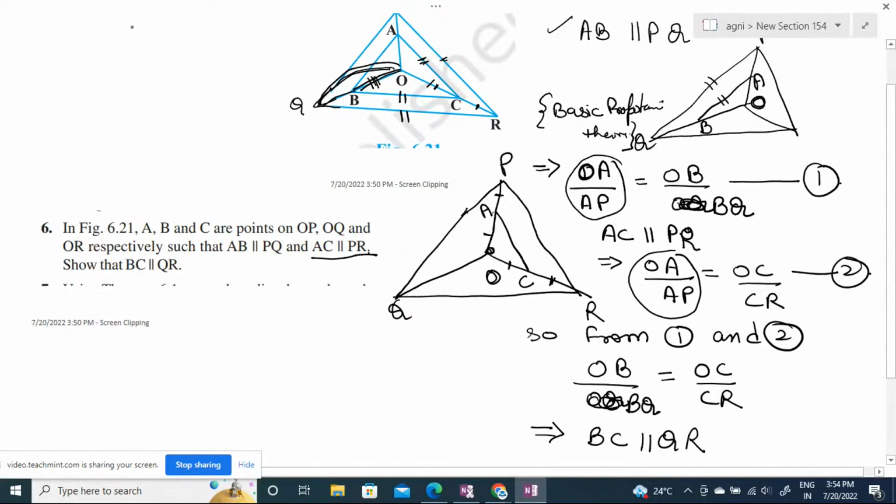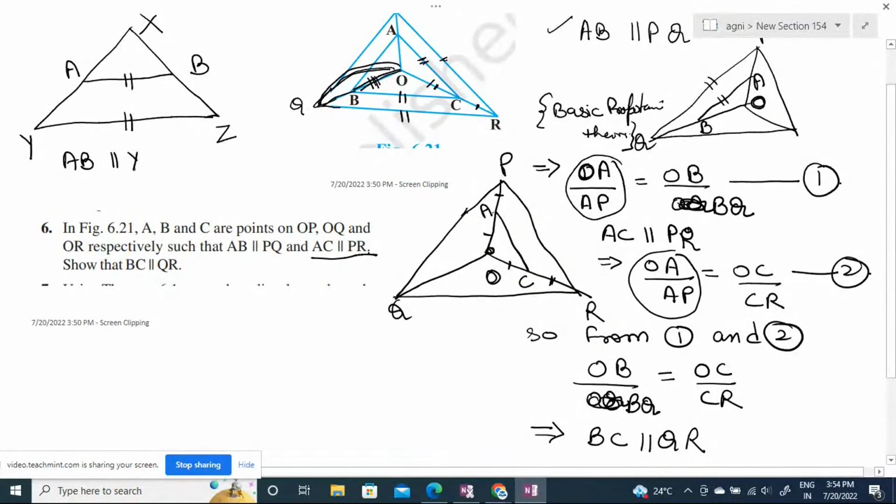That means what is the summary? Summary is that, for example, we have X, Y, Z. Let it be A and B. Then if AB is parallel to YZ, then ratio of AX to ratio of AY, ratio of BX, ratio of BZ. This is equal. So this is the theorem.